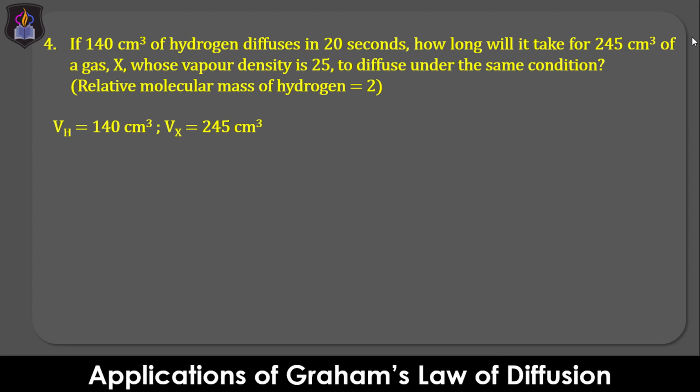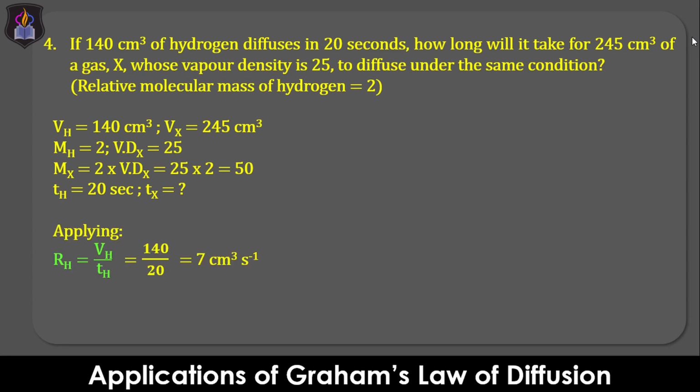Volumes of hydrogen and gas X are given as 140 cm3 and 245 cm3 respectively. The relative molecular mass of hydrogen is 2, while the vapor density of X is 25. From this, we can calculate the relative molecular mass of X by multiplying its vapor density by 2, and that gives us 50. The time of diffusion of hydrogen is 20 seconds. From these parameters, we can calculate the rate of diffusion of hydrogen using rate equals volume of gas divided by time of diffusion to be 7 cm3 per second.